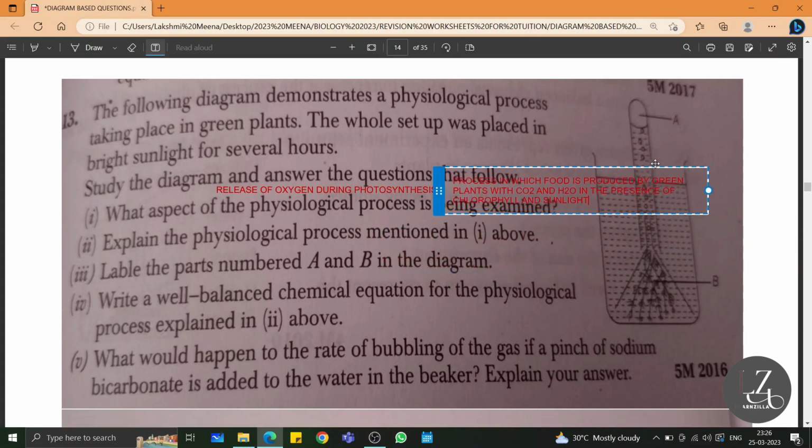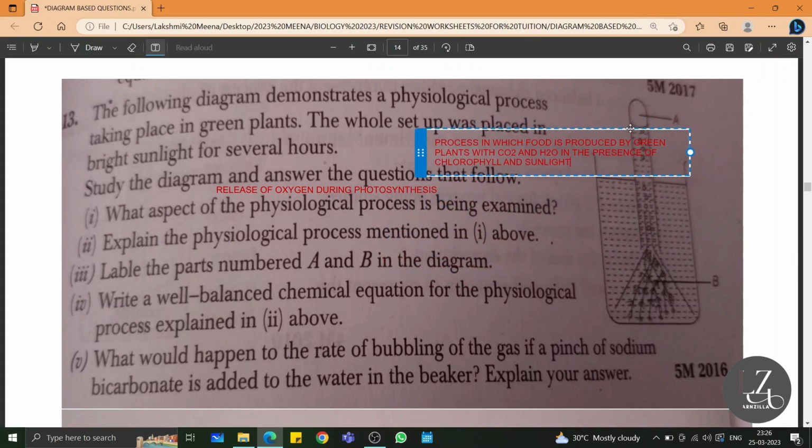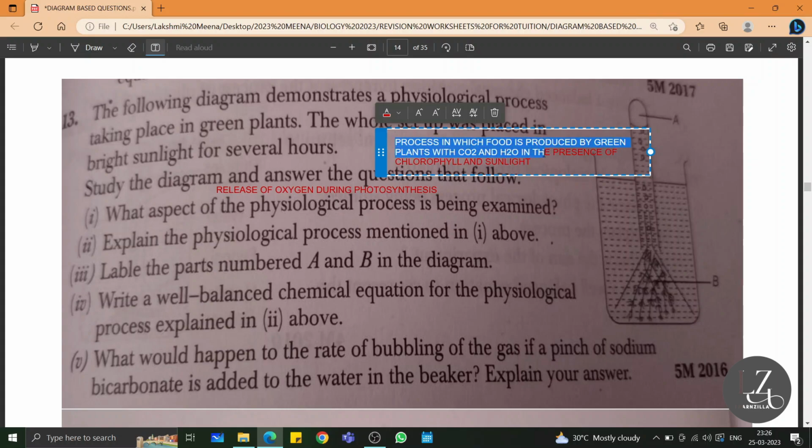Hope it is legible to you. Process in which food is produced by green plants with carbon dioxide and water in the presence of chlorophyll and sunlight. I'll just highlight it once and we'll read it again. What is photosynthesis? The process in which food is produced by green plants with carbon dioxide and water in the presence of chlorophyll and sunlight.